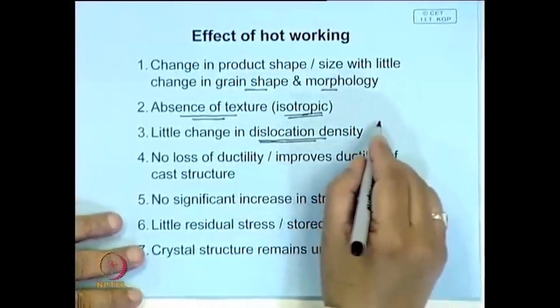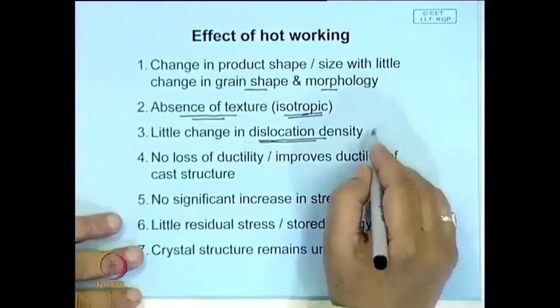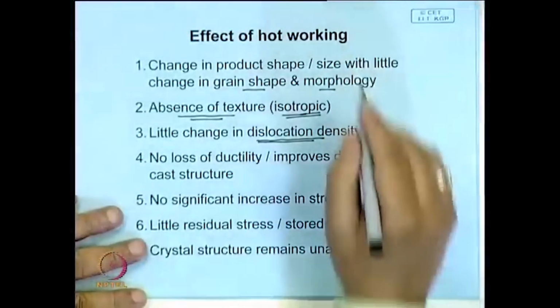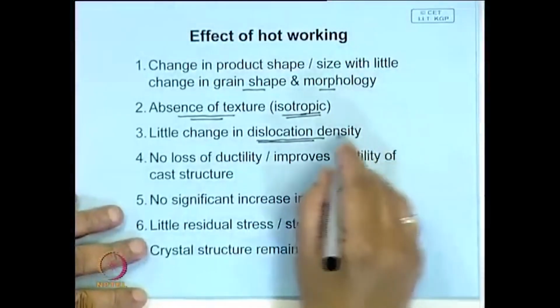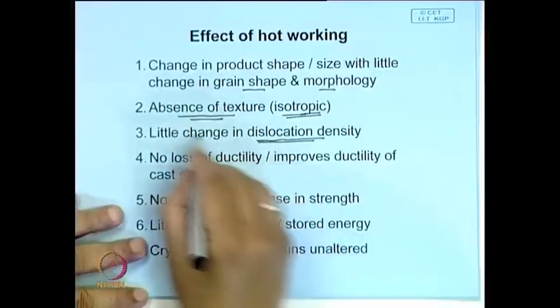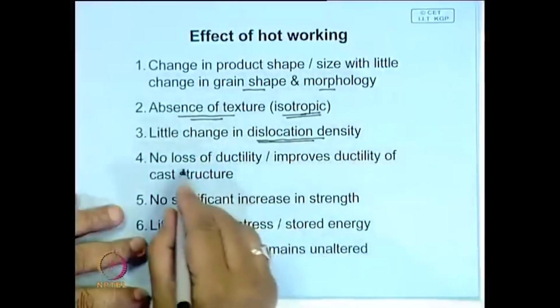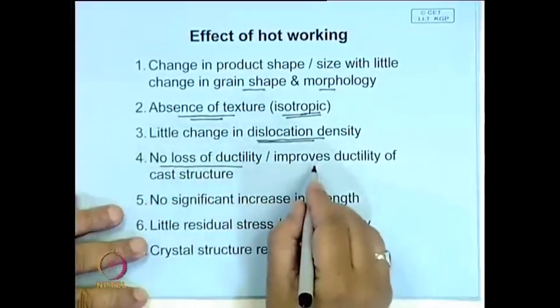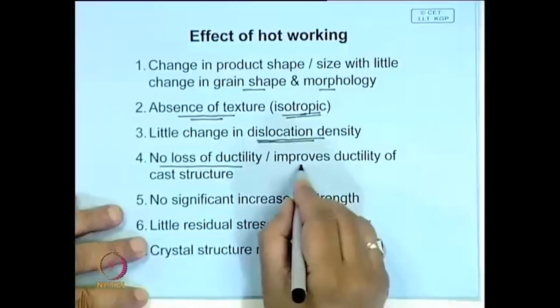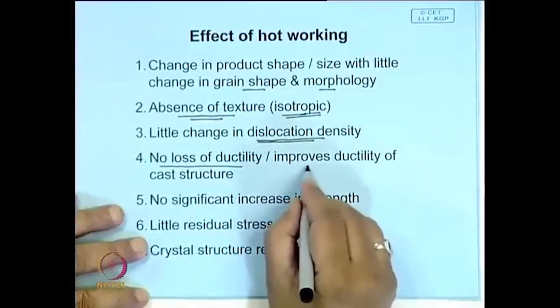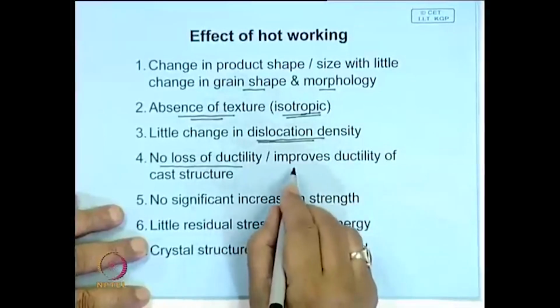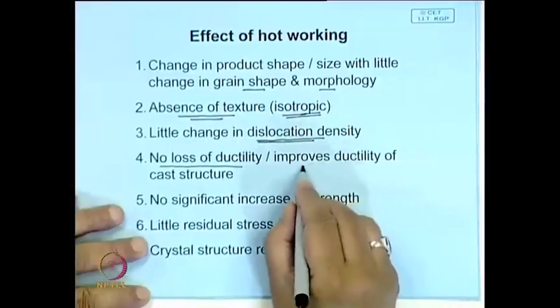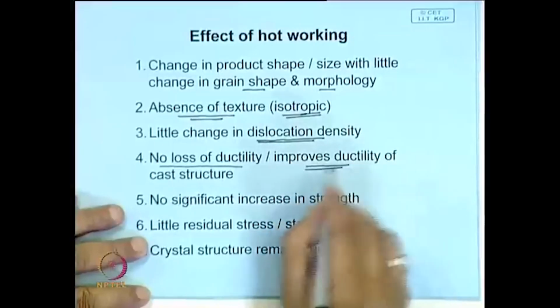There is little change in dislocation density, because the entire operation is done at a high temperature, where dislocation mobility is higher. Secondly, dislocations annihilate, and there is a process of dislocation annihilation, we will know about it. So, there is little change in dislocation density, and there is no loss of ductility. In fact, when you are hot working a cast material, it removes segregation of cast metal and improves its ductility.